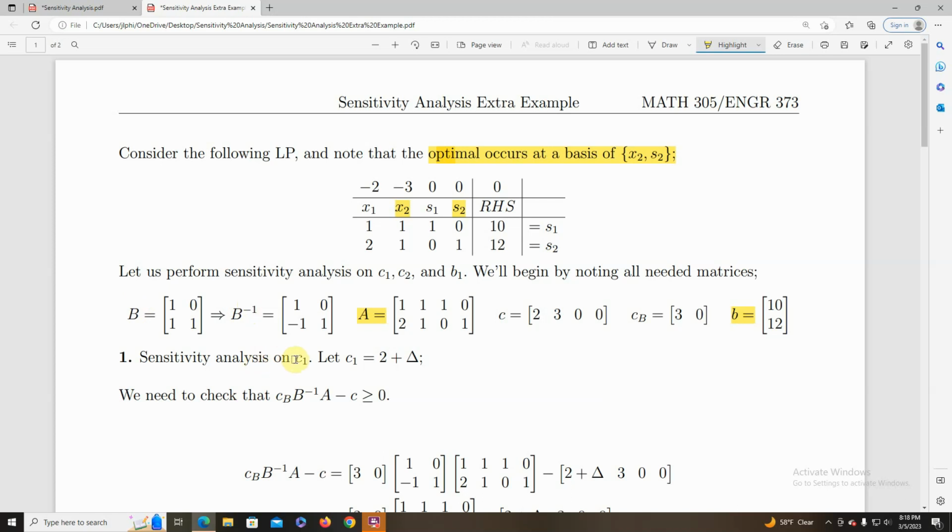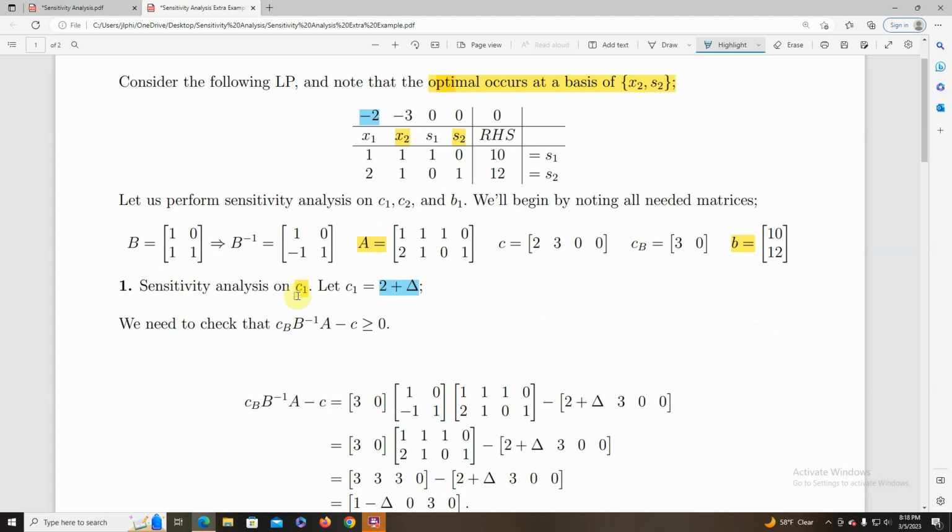So let's start with sensitivity analysis on C1, the first cost here. This is a non-basic cost. This is the most boring, simplest type of sensitivity analysis. We would like to know how far we can push C1. Well, C1 is originally 2, so what we would like to replace it with is 2 plus delta. Delta is any amount of change, so 2 plus this change. This change can be negative or positive, and we will see how far this change can be pushed.